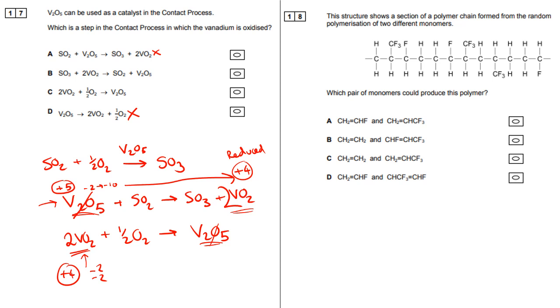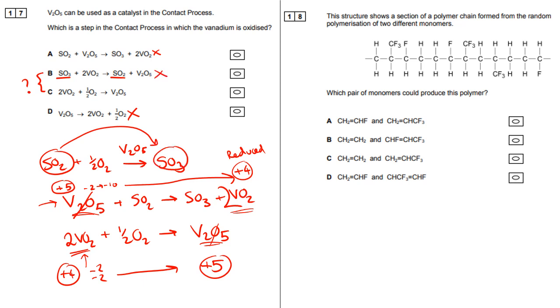Where the vanadium is oxidized, it's going from +4 in the second step to +5. So VO2 back to V2O5 is going to be an oxidation process. So which one of these 2 equations is correct? Step B is incorrect because you're going from SO3 to SO2. That doesn't happen in the contact process. We're going from SO2 to SO3. So B is incorrect. Let's just check C. VO2 plus half O2 gives V2O5. So that's that equation there. The second step in the contact process, showing how the catalyst works. So C is correct.